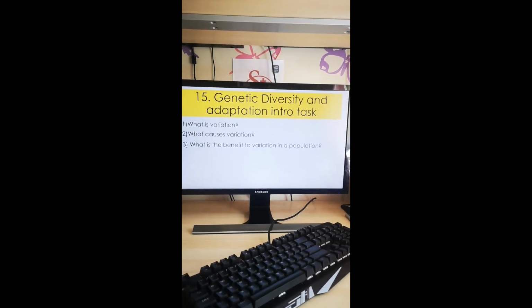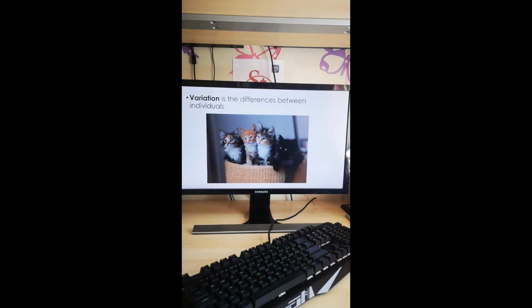Okay, so the first question, what is variation? At the beginning of your notes, you'll see a definition. So what is variation? Well, variation is the differences between individuals. Within one population, like our little litter of kittens here, we've got definite variation in the patterning and the colour of their fur and the eye colour, but obviously other things too. So these differences, that's what we're talking about when we talk about variation.